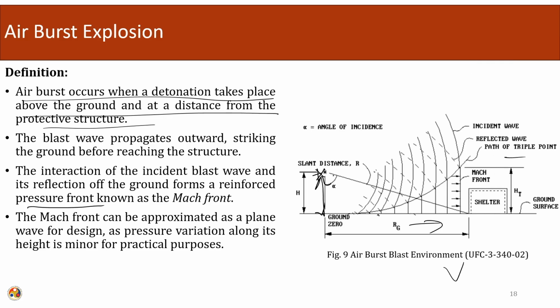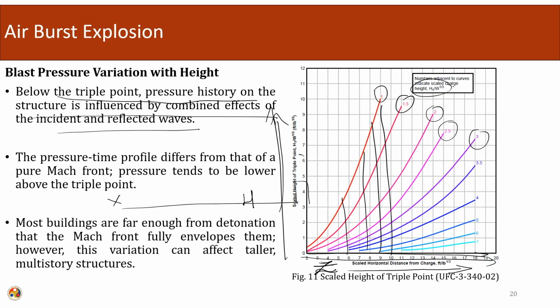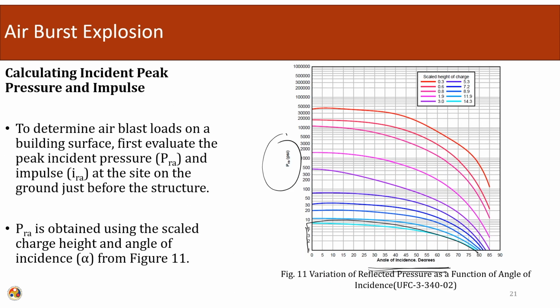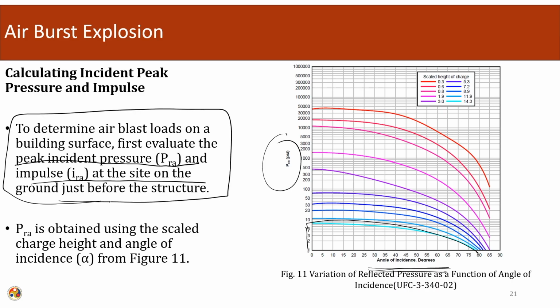This is the angle of incidence, alpha. As the angle of incidence increases, the value of the pressure decreases. So, to determine the air blast load on a building surface, we first evaluate the peak incident pressure. First the peak incident pressure is evaluated, and the impulse at the site on the ground just before the structure.